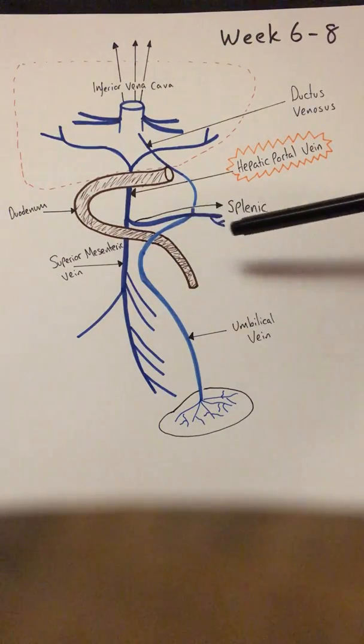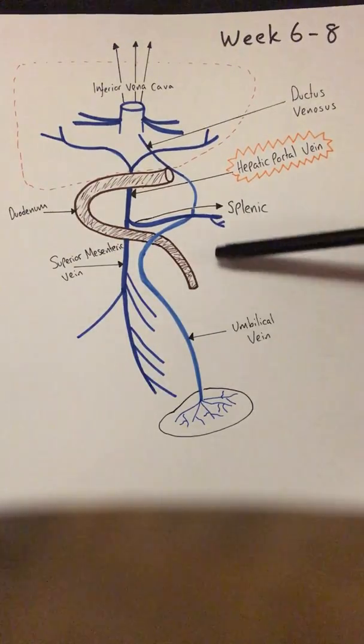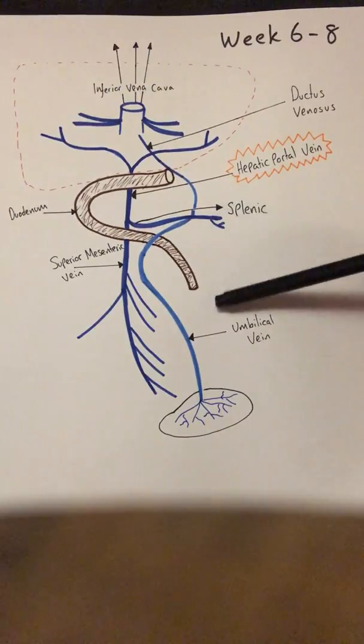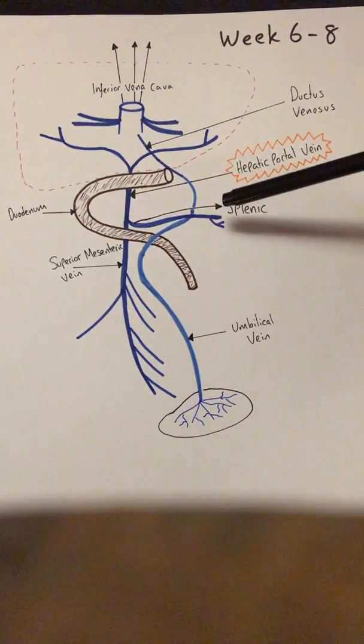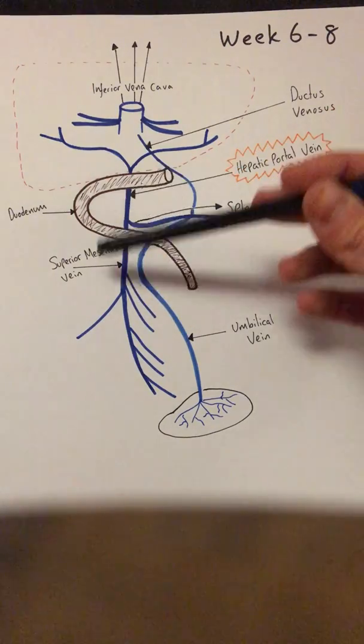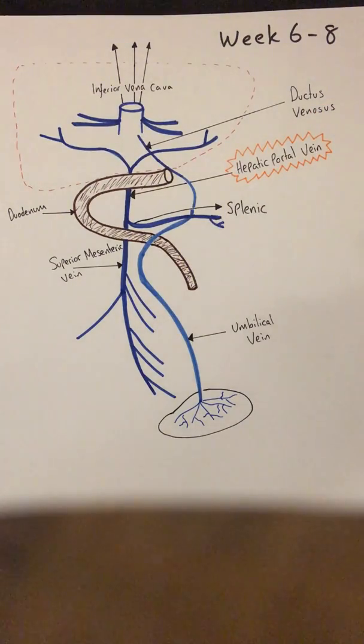So, in a few weeks' time, you're going to get the formation of the inferior mesenteric vein. You've not got that just yet, but you're going to have the inferior mesenteric vein draining into splenic, and then splenic and superior mesenteric forming that union here of the hepatic portal system.